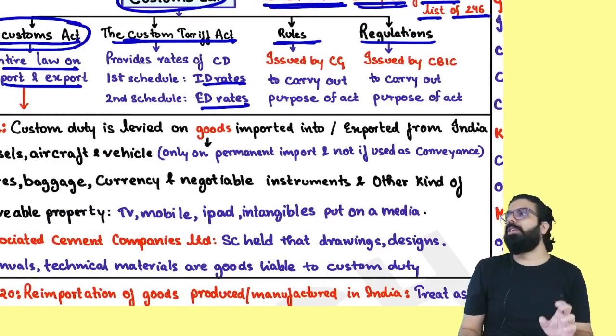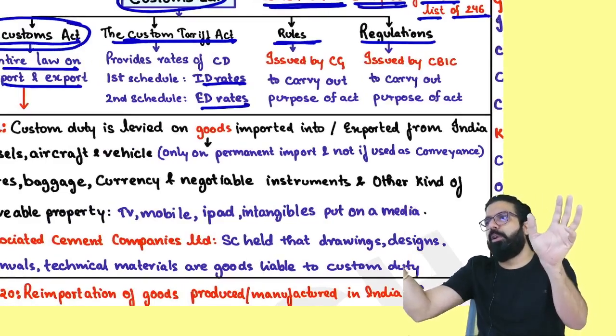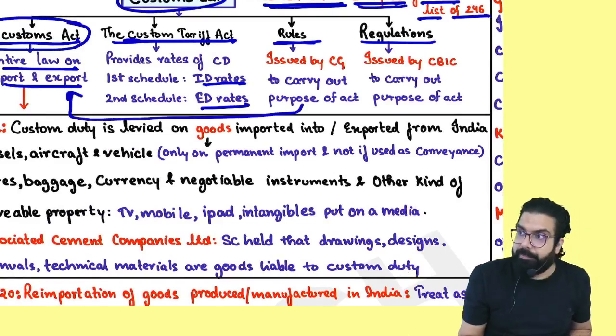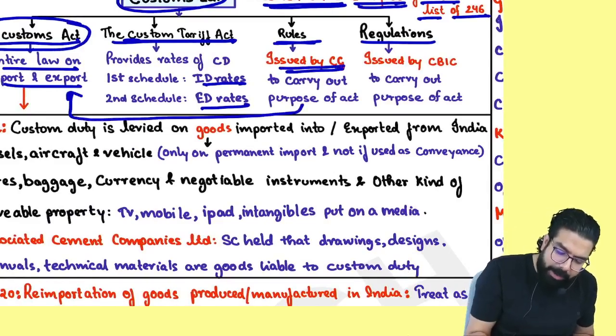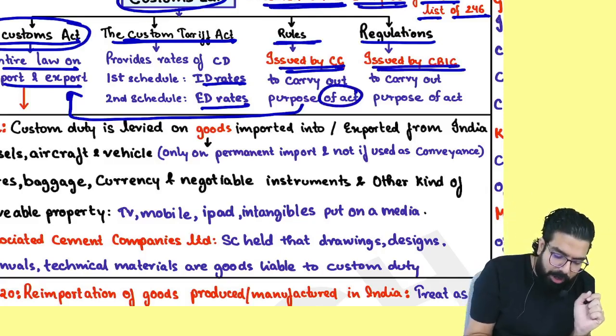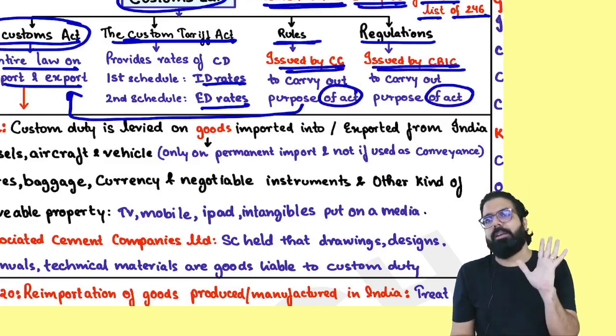Rules. Baba, what are rules? The Act tells you what is to be done. Rules will always support the Act and tell you how it is to be done. Now, rules are made by the central government. Regulations are made by CBIC, but both are for carrying out the purpose of the Act.